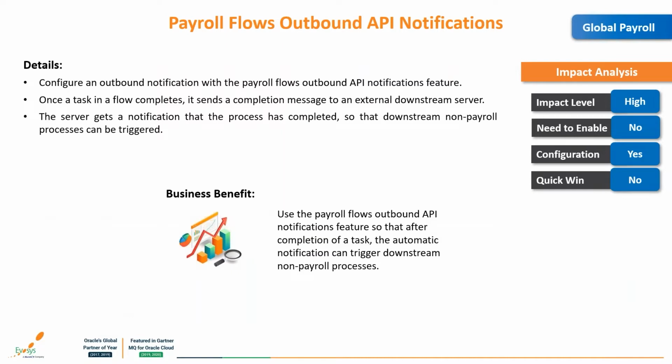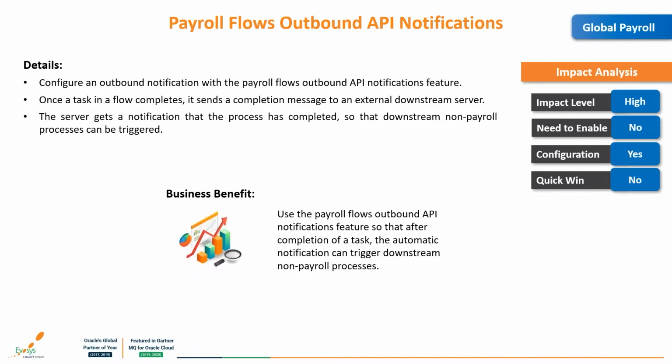The next feature in global payroll is payroll flows outbound API notifications. If we want to notify a third party application or server that a particular task has completed in a payroll flow, and process a few non-payroll activities in the third party application, we can use the payroll flows outbound API notifications feature.